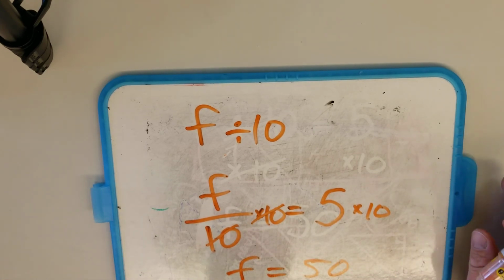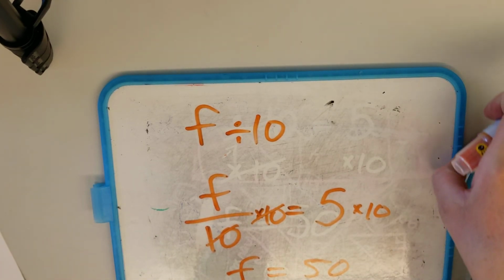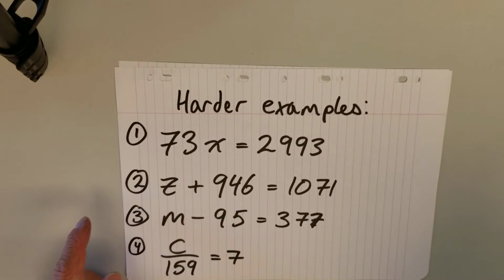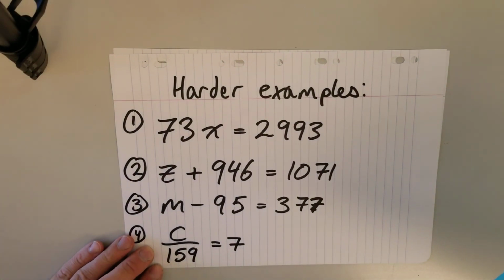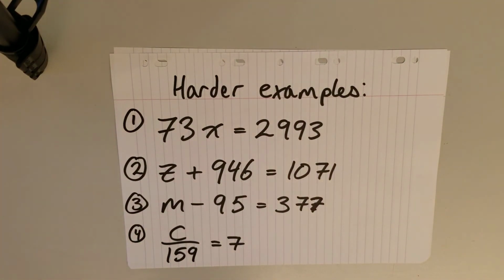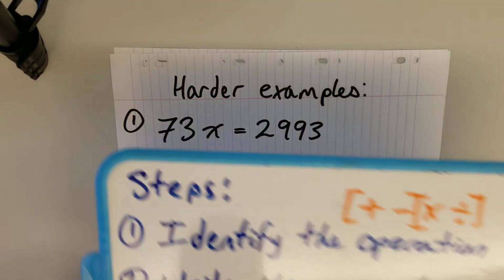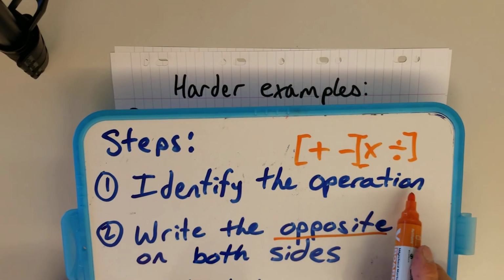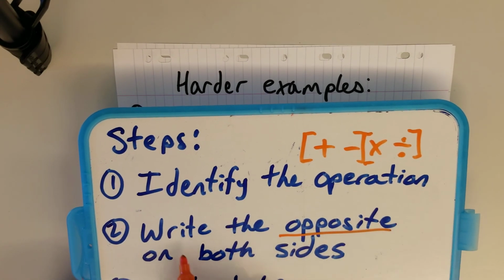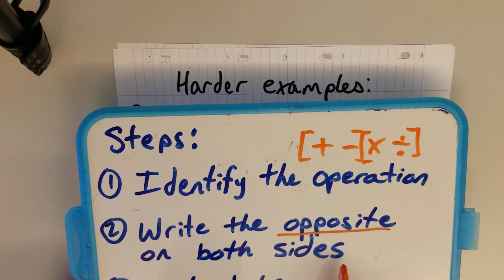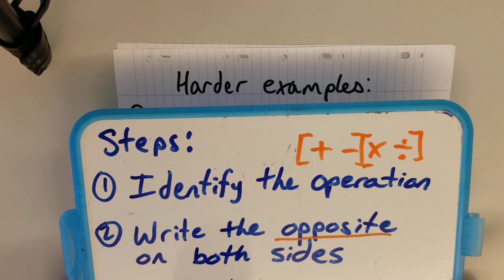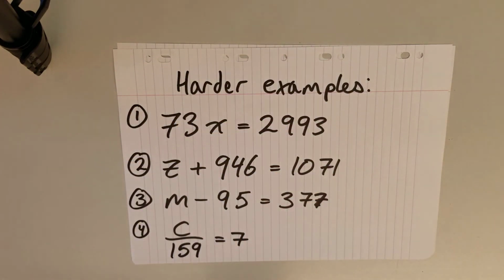All right? So here's 4 examples. These are harder ones with larger numbers. And I want you to copy them in your book and give them a try yourself. Remember these 3 steps. Identify what operation we're using to start with. Write the opposite operation on both sides and then do the calculation. And for these one-step equations, it will work every time.